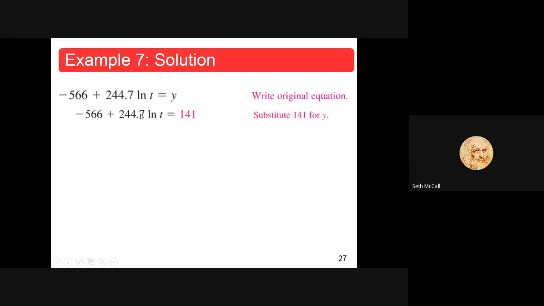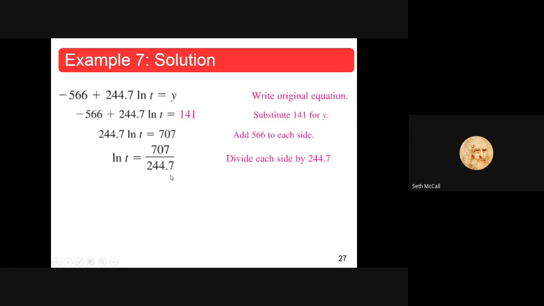The first thing we're going to do, remember, as I said in the last problem, when you're solving these, you really only want the base and the power, or you just want the log by itself. If there's anything else here with the log or natural log, you need to get rid of it. So we need to get rid of this negative 566 first by adding it to both sides. Following that, we're going to divide both sides by 244.7. And now you can see we're left with natural log of T equals 707 over 244.7.